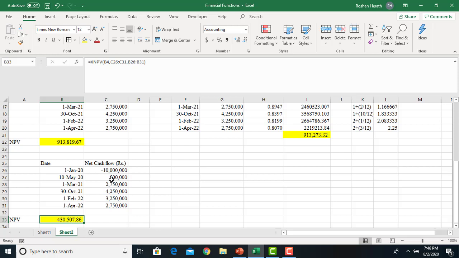So if you discount this and take the present value, it would be roughly around 475,000 or something. The impact of discounting is quite small since it is happening more towards the beginning of the project. So that is the application of XNPV, and that is how to deal with irregular cash flows.